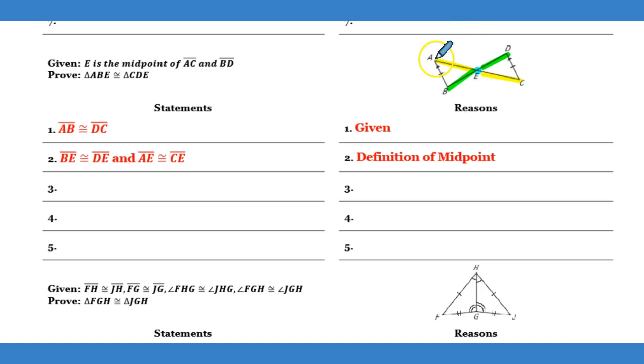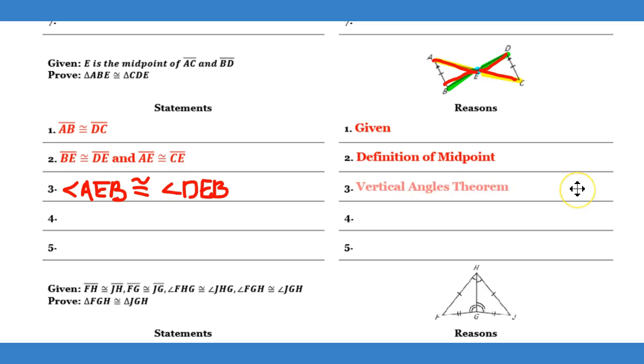All right, next. If you look here, angle AEB is congruent to angle DEB. And why are they congruent? What kind of angles are they? They are vertical angles. So that's my vertical angles theorem, tells me that those two angles are congruent.